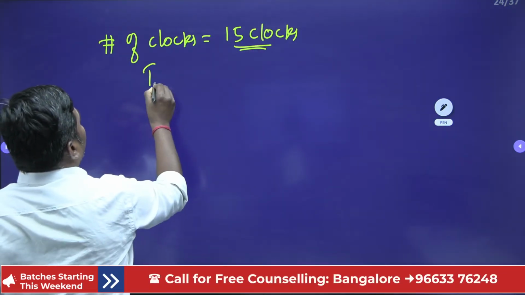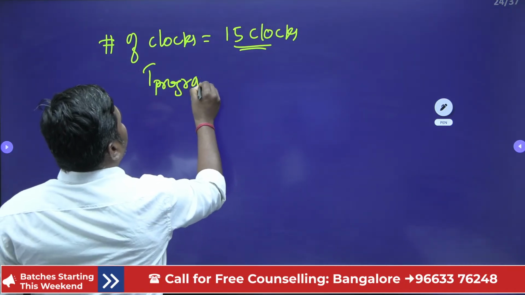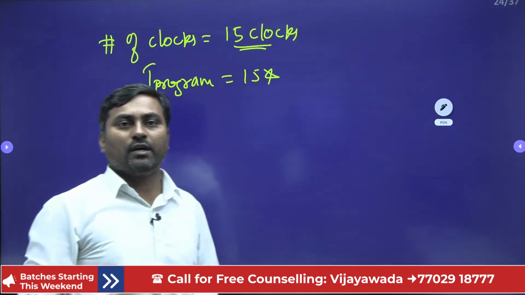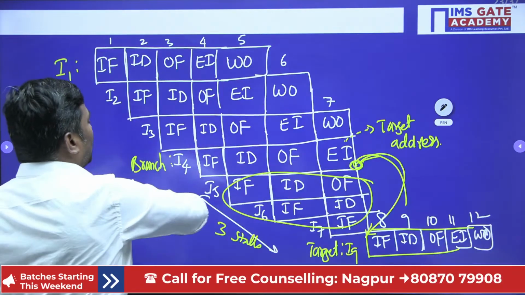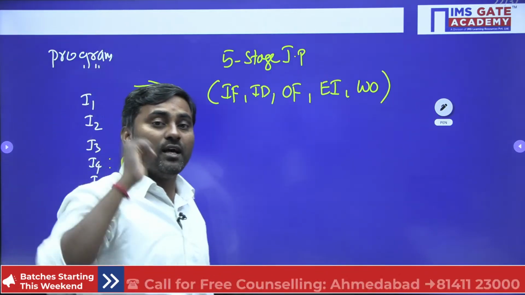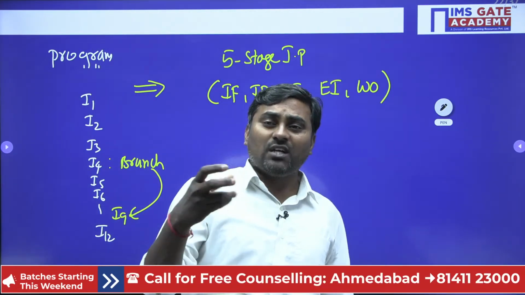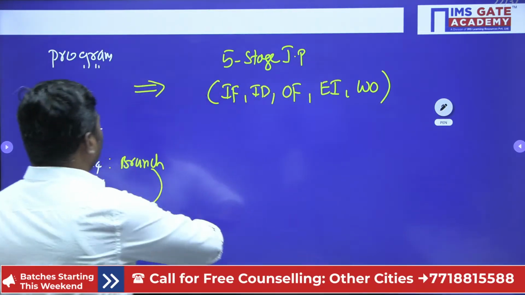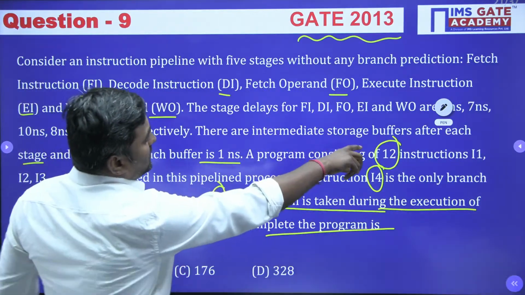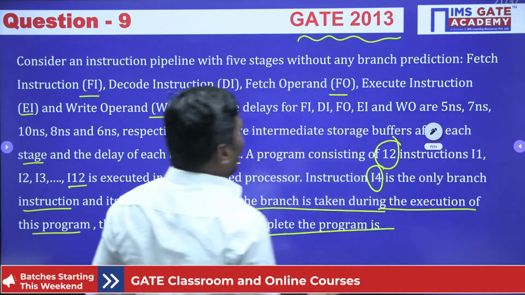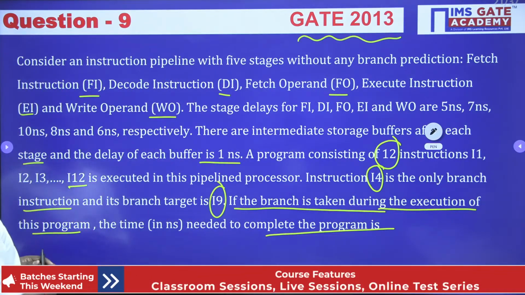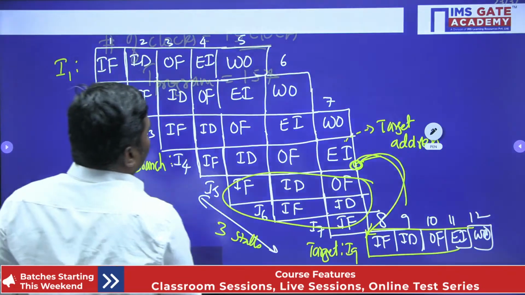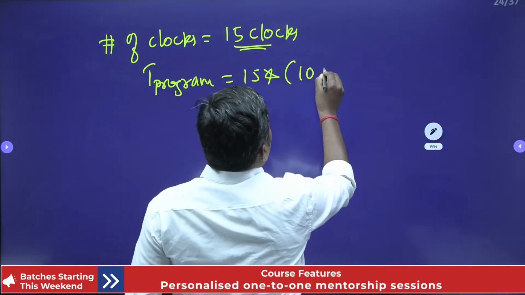Now the time required, right? They are asking for the time for this program. 15 clock cycles only, but in terms of time we need to find out. They have given the clock period, so how to get the cycle time of the pipeline which we discussed earlier? Whenever stages have different times given, the cycle time of the pipeline will be the maximum of the stage delays. What is the maximum stage delay? They said 5 nanoseconds, 7 nanoseconds, 10 nanoseconds, 8 nanoseconds, 6 nanoseconds, and buffer delay is 1 nanosecond. Maximum stage delay was 10. So 10 plus 1, 11, right?